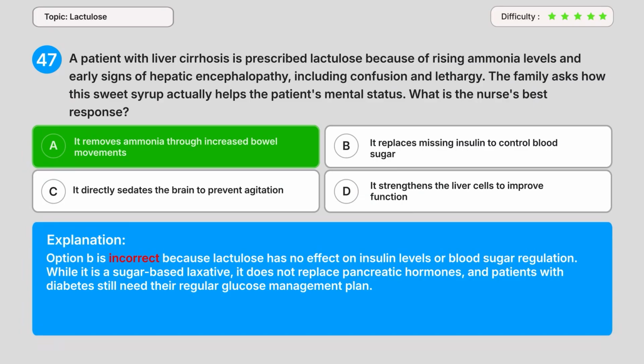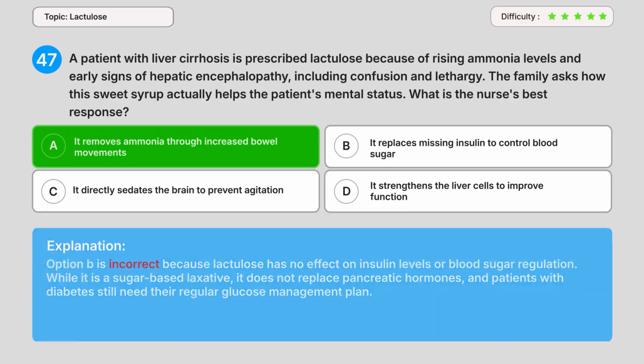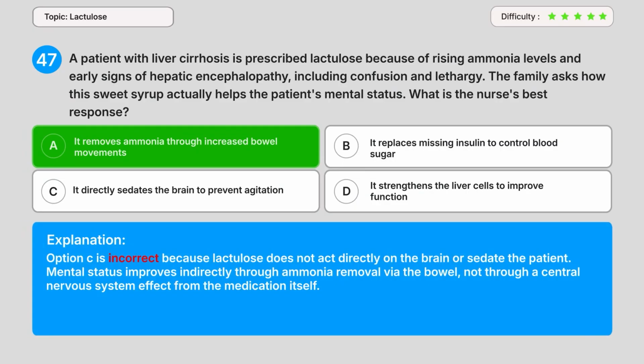Option B is incorrect because lactulose has no effect on insulin levels or blood sugar regulation. While it is a sugar-based laxative, it does not replace pancreatic hormones, and patients with diabetes still need their regular glucose management plan. Option C is incorrect because lactulose does not act directly on the brain or sedate the patient. Mental status improves indirectly through ammonia removal via the bowel, not through a central nervous system effect from the medication itself.